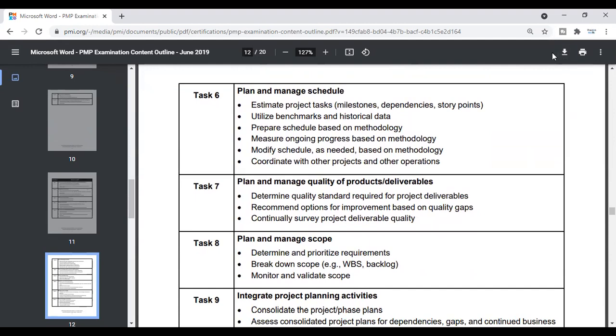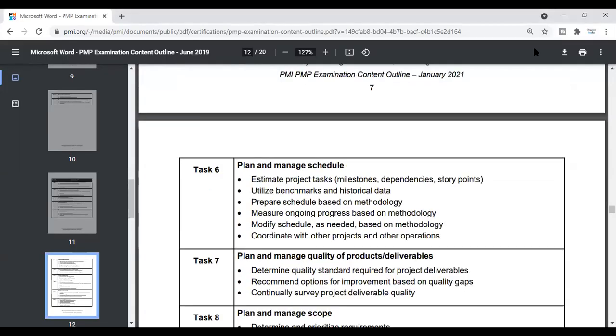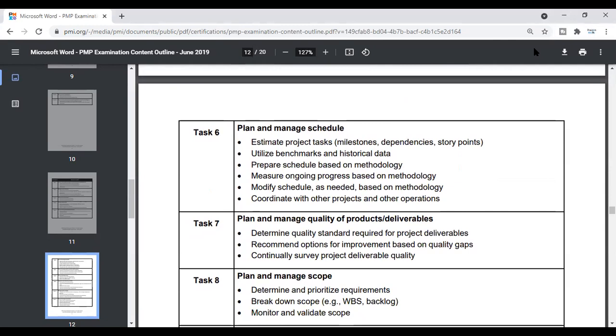All right, next one here, plan and manage schedule. So plan and manage schedule, again, you have 6 processes in schedule management. You got to know them all. You got to know what you get from them all. You got to know how you deal with them all. So when you take a look at plan and manage schedule from an Agile lens, it's important to see this as built into the process.